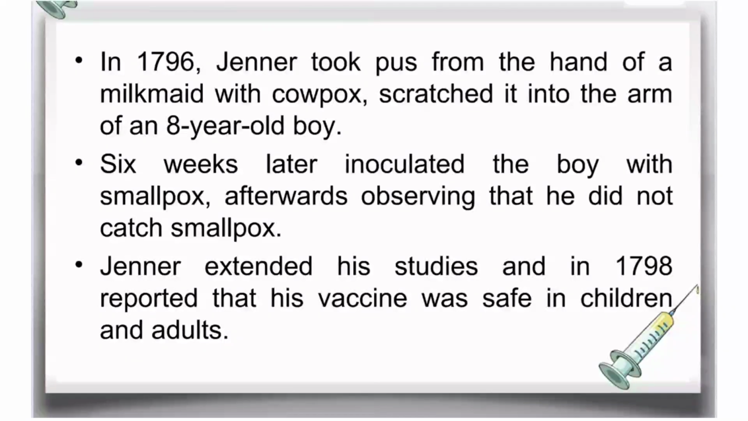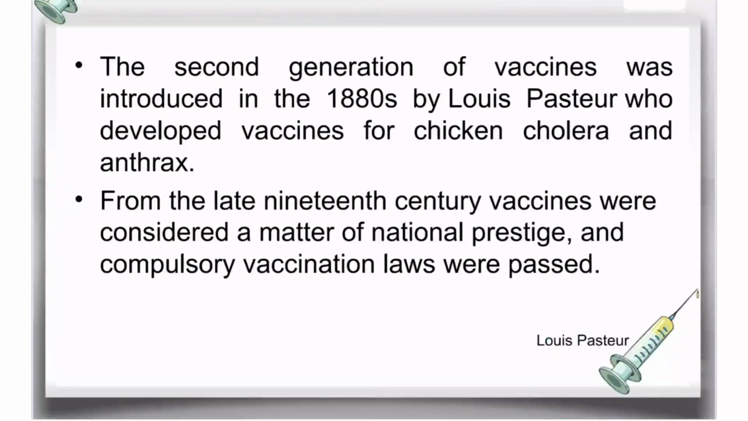In 1796, Jenner took pus from the hand of a milkmaid with cowpox and scratched it into the arm of an 8-year-old boy. Six weeks later, he inoculated the boy with smallpox, afterwards observing that he did not catch smallpox. In this way, he reported in 1798 that the smallpox vaccine was safe for both children and adults. Because of the smallpox vaccination only, today smallpox has been eradicated from the whole world.